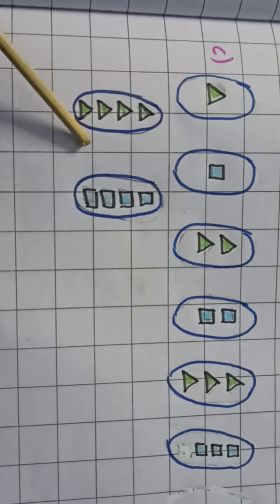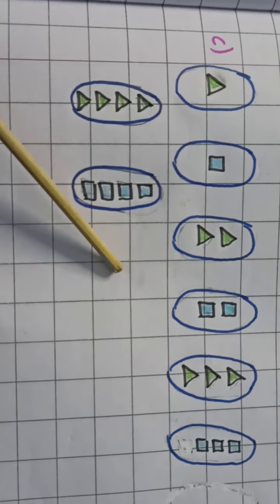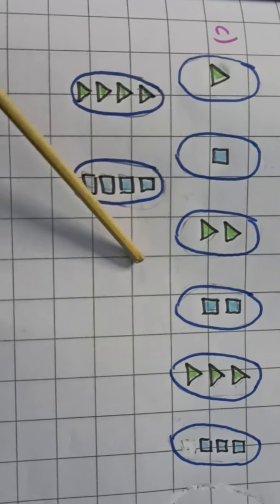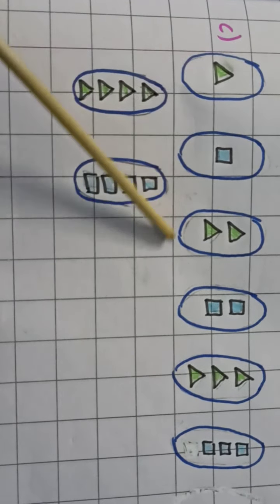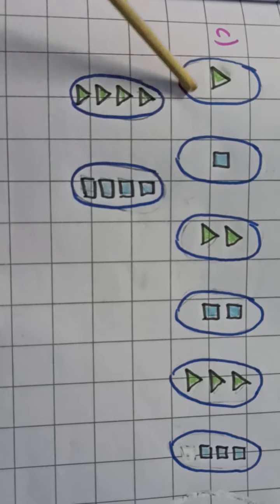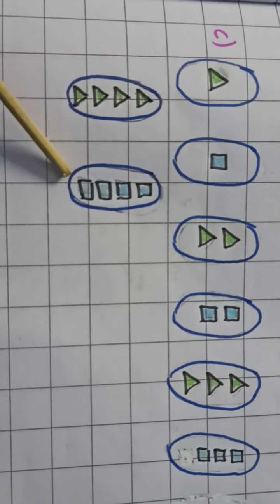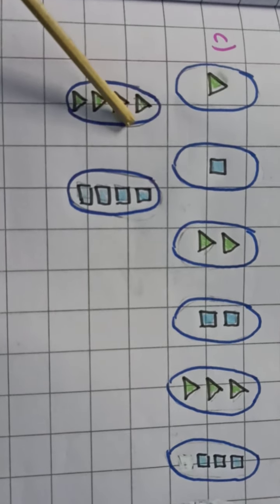So children, can you tell me after 4 triangles and 4 squares what will come next? Yes, we get 5 triangles and 5 squares. So we can say this is a growing pattern because it grows. It started from 1 and came up to 4. So we can say this is a growing pattern.